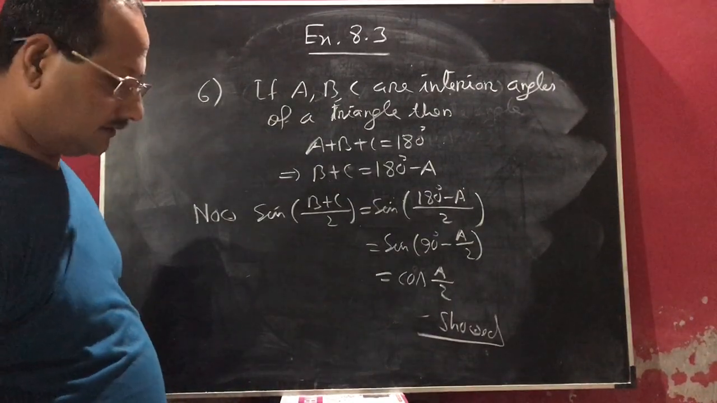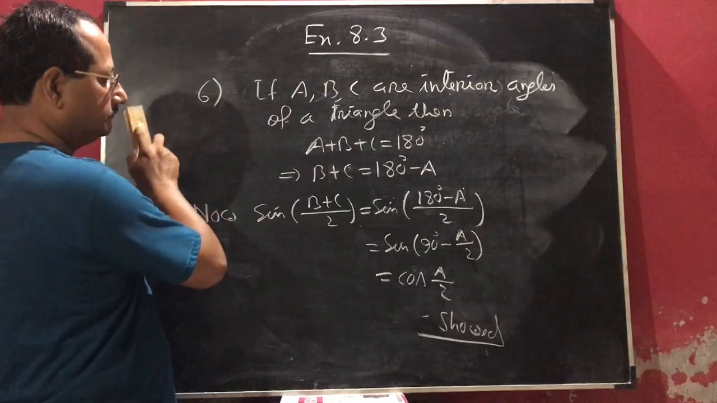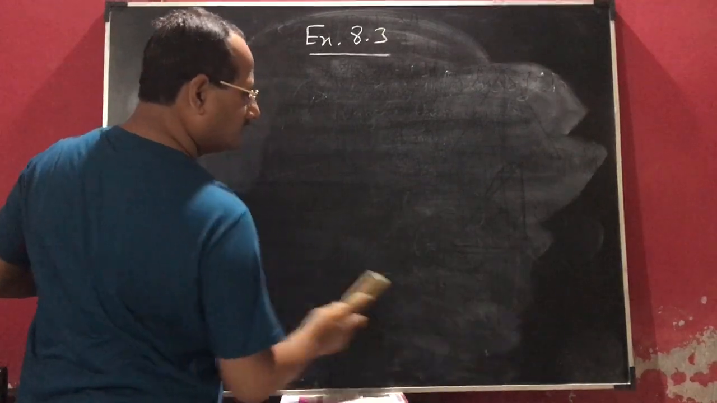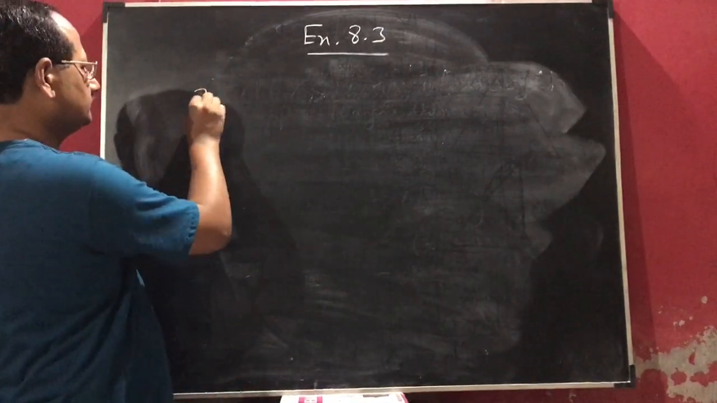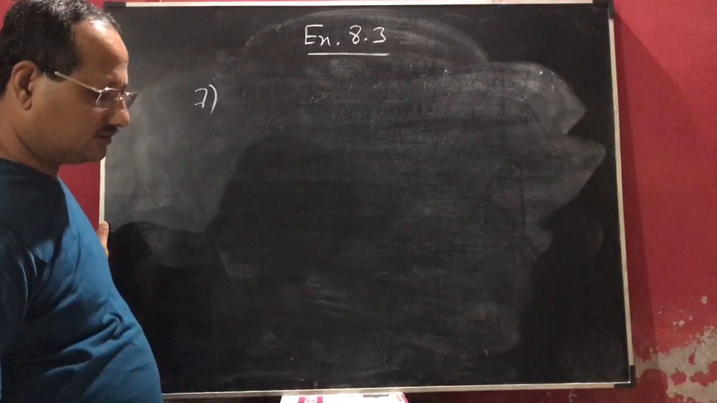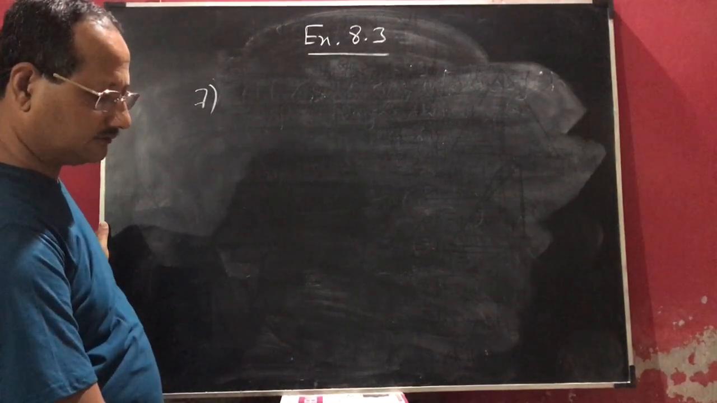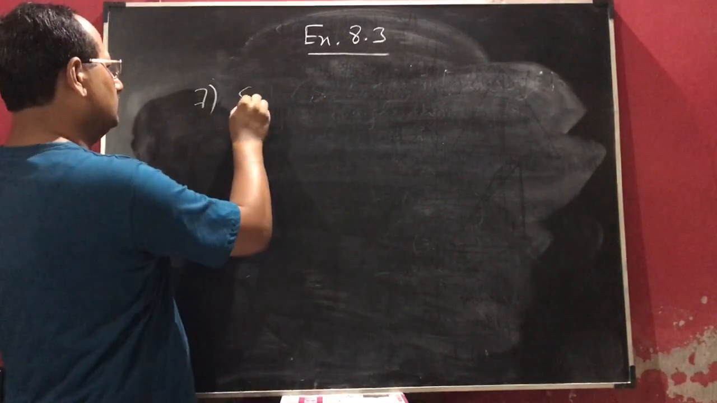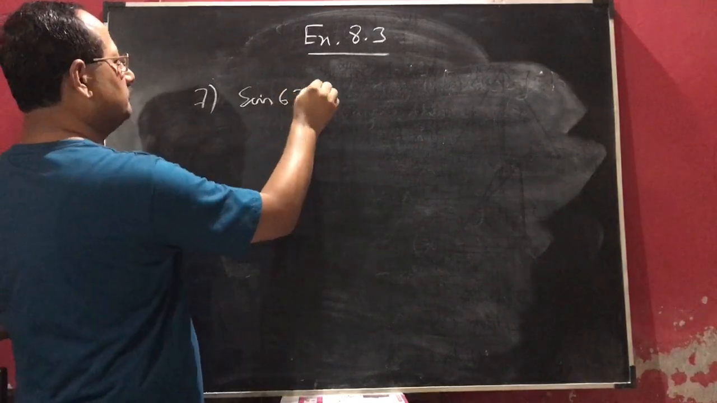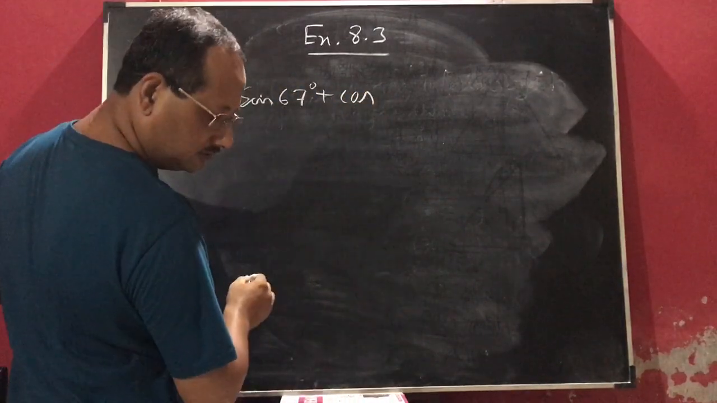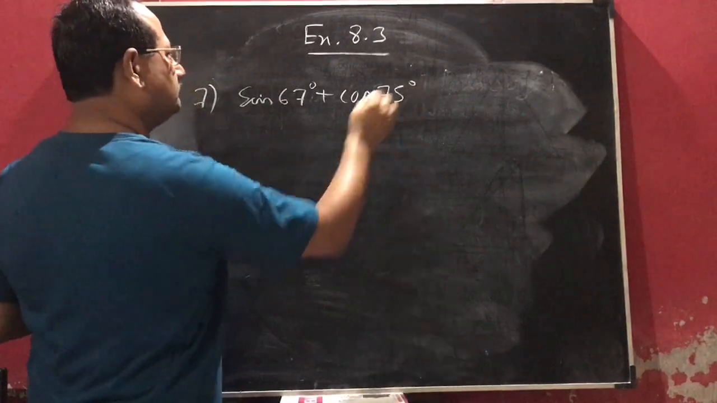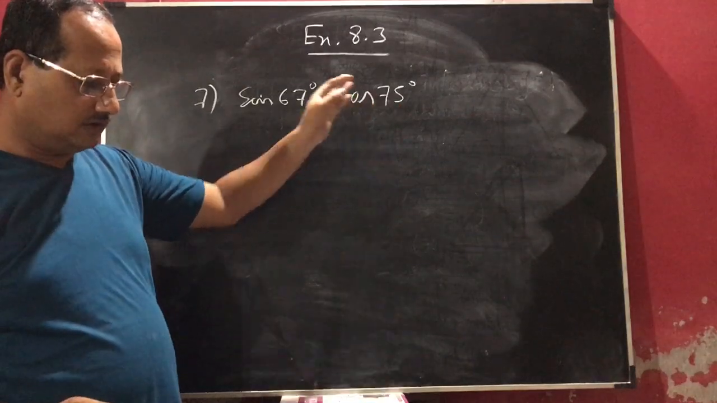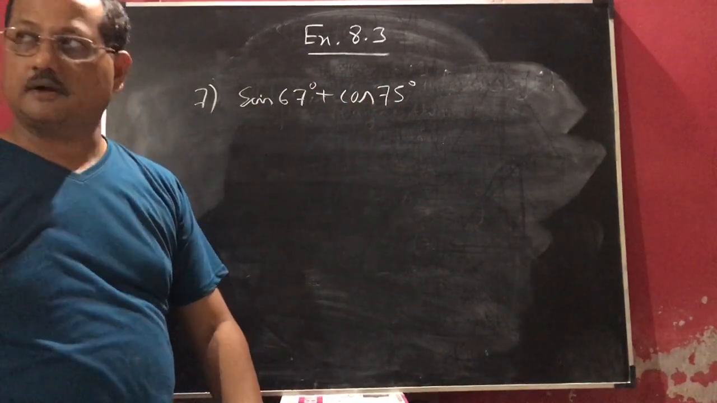The last question, question number 7. Express sin 67 degree and cos 75 degree in terms of trigonometric ratios of angles between 0 degree and 45 degree. Sin 67 degree plus cos 75 degree. These angles are to be expressed in between 0 degree and 45 degree.